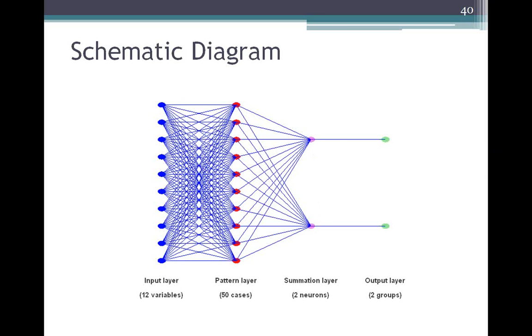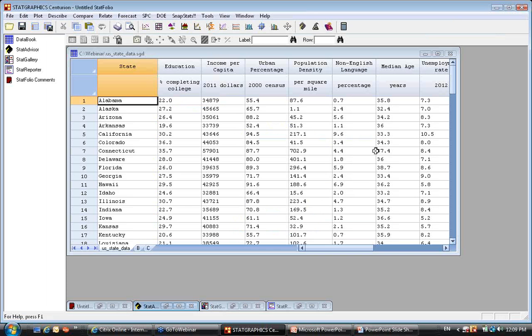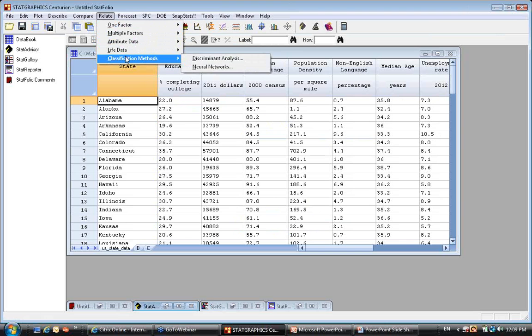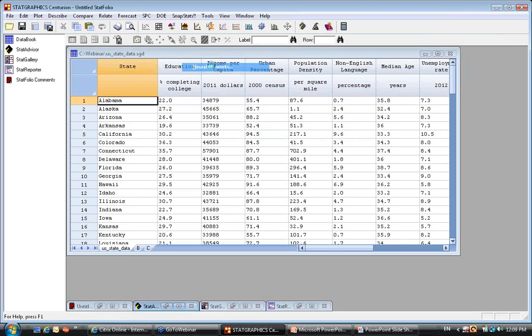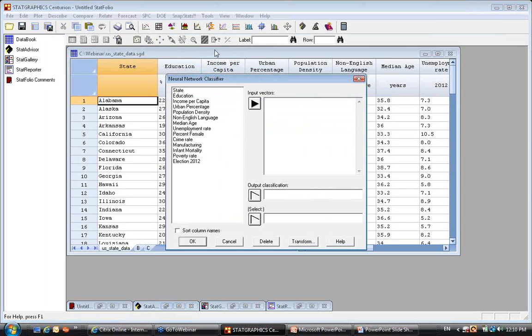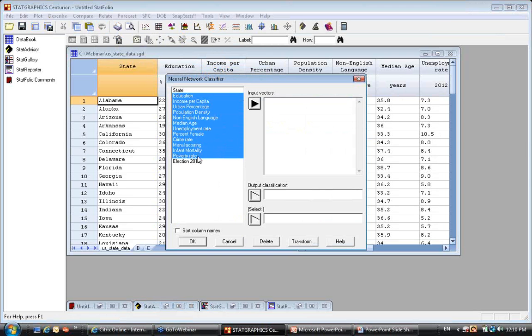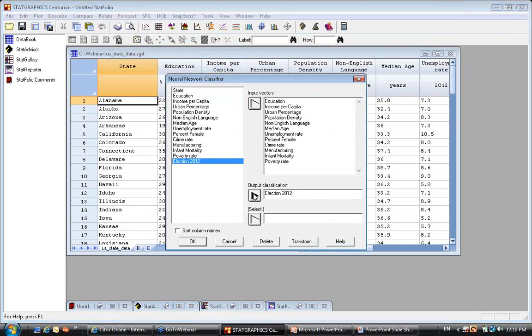Okay, now let me show you how that works in Statgraphics. It's actually quite similar to the discriminant function. In fact, it's located in the same place. I'm going to go to Relate, Classification Methods, Neural Networks. Now, I'm going to take those same 12 variables, education through poverty rate, and tell it that that's the input layer. I'm going to take election 2012 and tell it that's the output classification.